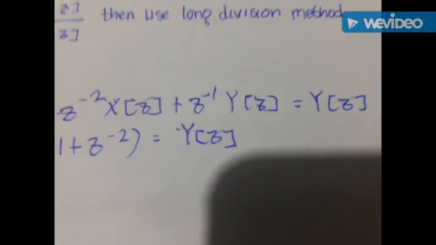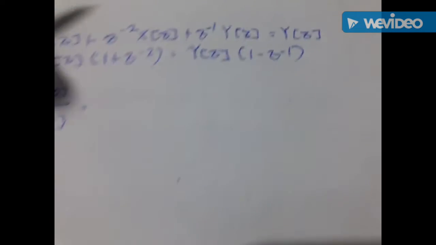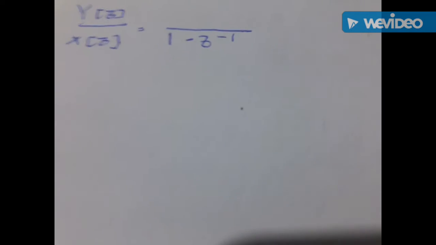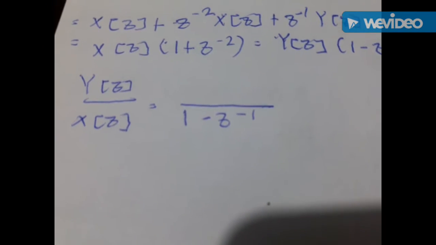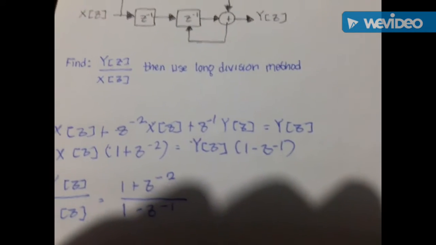Since we already equated it, the sign will be opposite because of this equal sign: 1 minus z negative 1. So getting now finally Y of z over X of z is equal to, since this is the property of Y of z, it must be here. Using basic algebra rules, the property of X of z is on the numerator part. So that's it. Now we will proceed to the long division method. As we see, it is the simplified form of this block diagram.